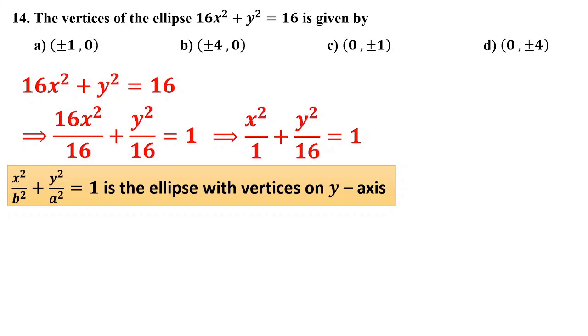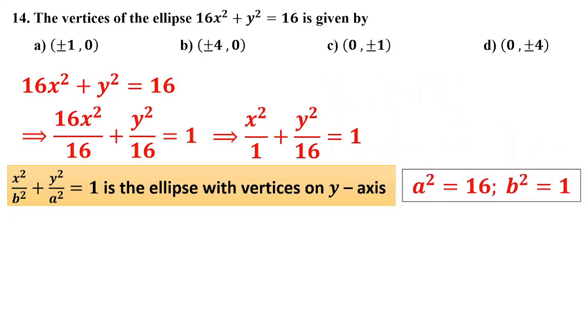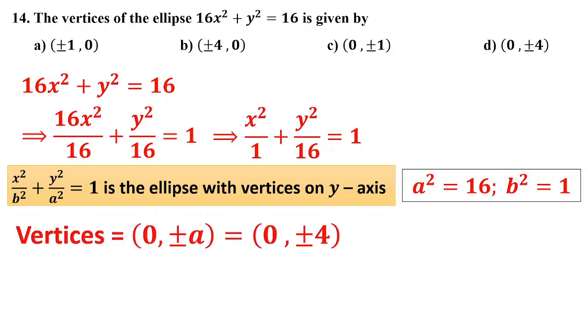But x square by b square plus y square by a square is equal to 1 is the ellipse with vertices on the y-axis. Remember, the denominator of y square is greater. Therefore, this is the type number 2, that is having a vertex on the y-axis. Therefore, a square is the bigger number 16, b square is 1. Therefore, the vertex is 0 comma plus or minus a, which is nothing but 0 comma plus or minus 4. Therefore, the answer is D.